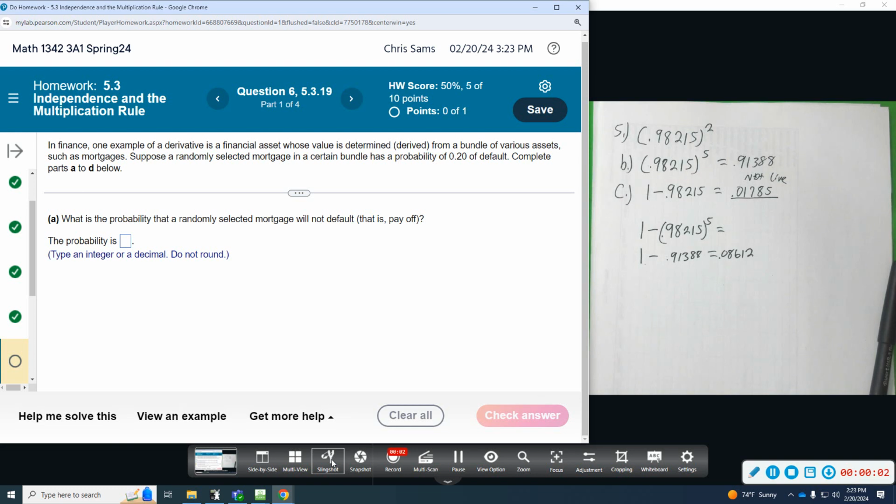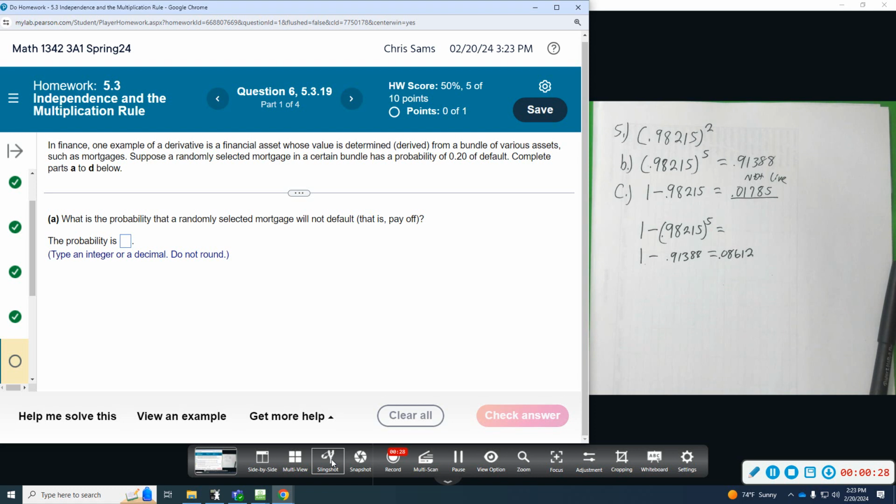Question number 6 says, in finance, one example of a derivative is a financial asset whose value is determined or derived from a bundle of various assets, such as mortgages. Suppose a randomly selected mortgage in a certain bundle has a probability of 20% of default. Complete parts A through D below.